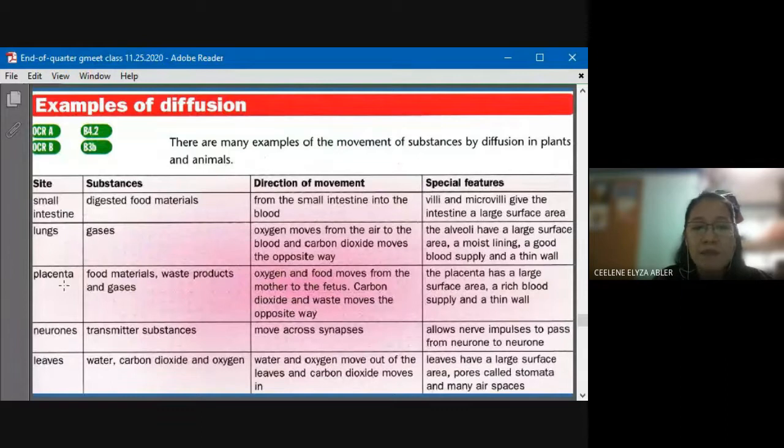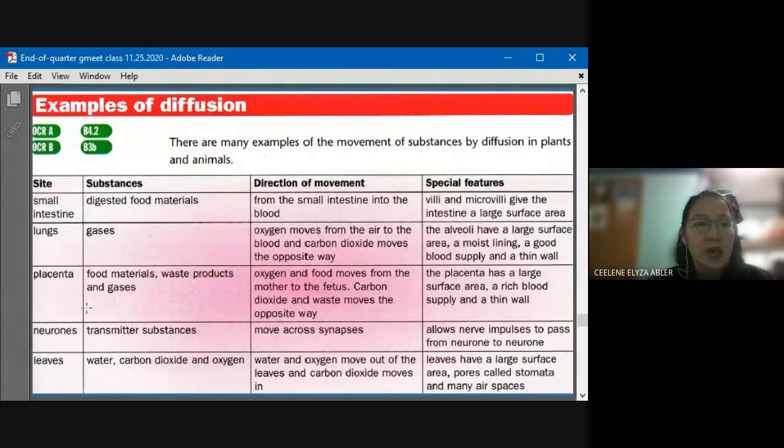Tapos we have placenta, yung sa babies. Placenta uses diffusion. Okay, so we have food materials, waste products, and gases. Kasi remember, di ba, it acts like a parasite ang baby kasi it requires all things from its mother. So it's like a parasite.